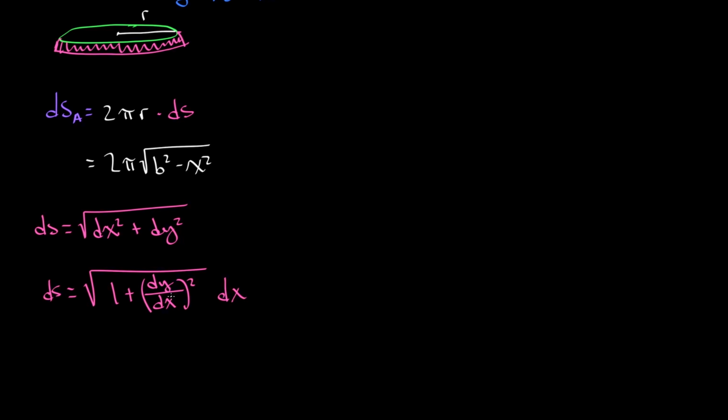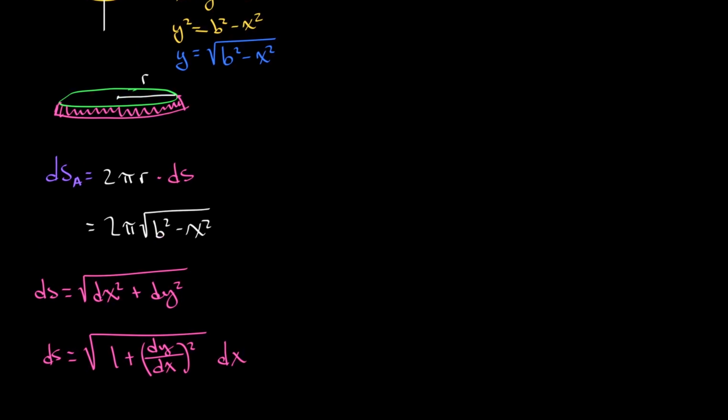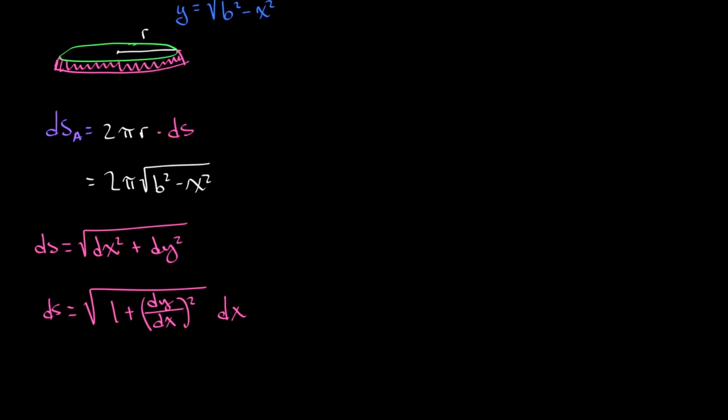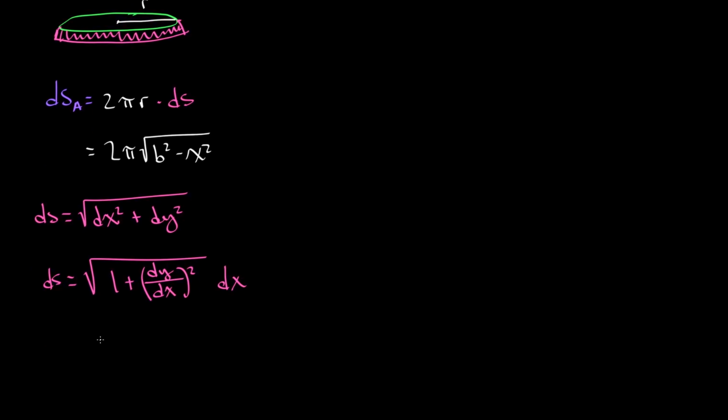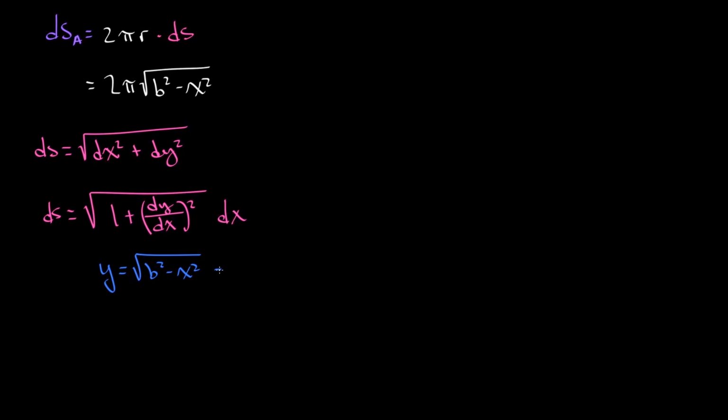And lastly, all we need to do is find what dy/dx is. And we saw that y we defined as the square root of b squared minus x squared. So we said that y is equal to the square root of b squared minus x squared. And again, we could rewrite this as b squared minus x squared, all of that to the 1/2 power. And now we're just going to take the derivative with respect to x.